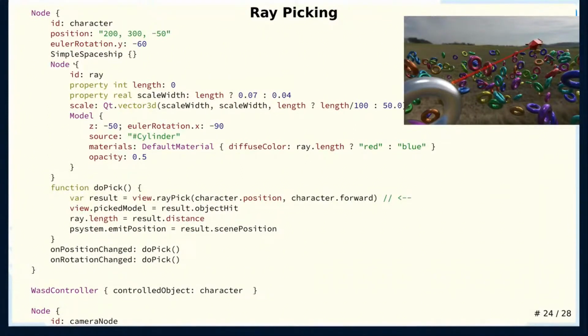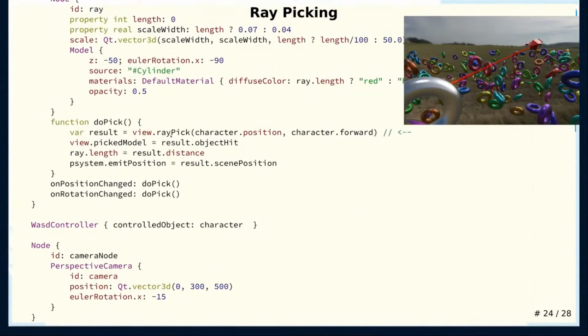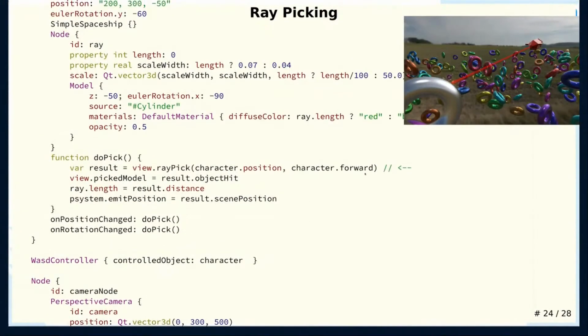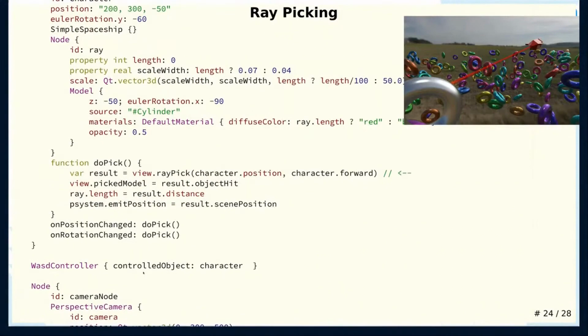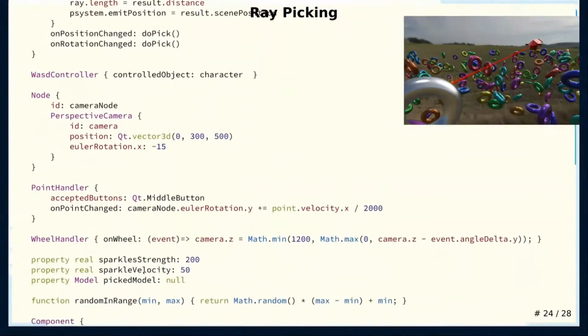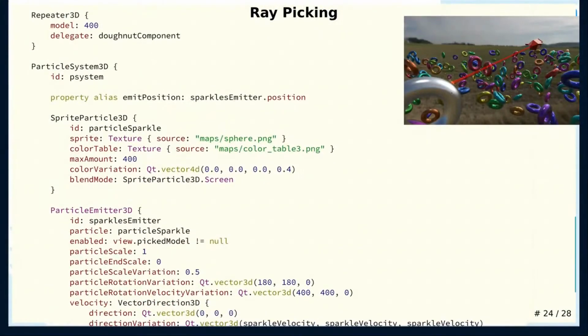The spaceship has a position and it has a forward vector which tells you the direction that it's pointed. So in QML you can call this view, the View 3D declared at the top, and you can call this ray pick function giving the position and a direction vector, and it will tell you the first object that you hit. And so we find that, and we measure the distance to that object, and then we set the length of the ray, which is actually just a cylinder, to that distance, and then we have a particle system that's emitting particles at that position as well. So that's why you see that.